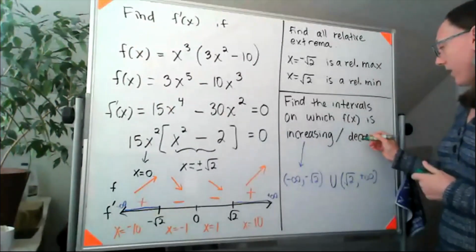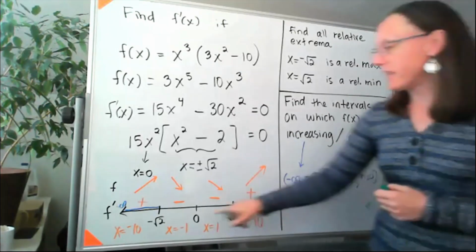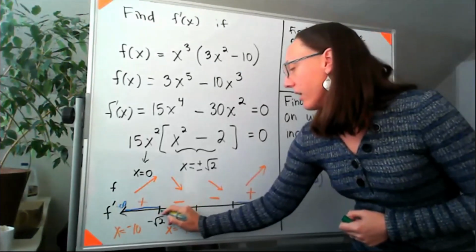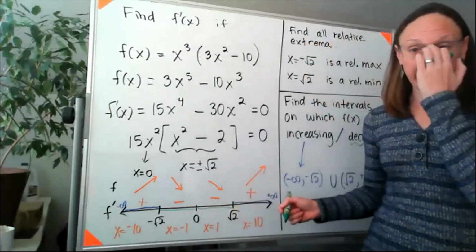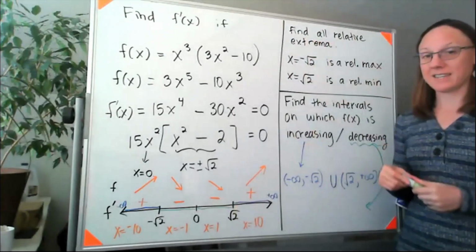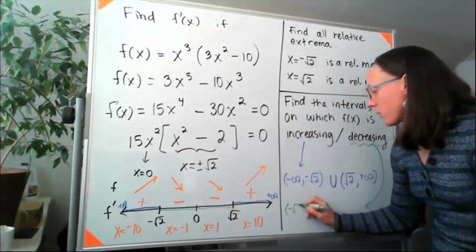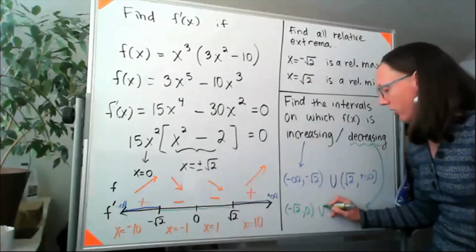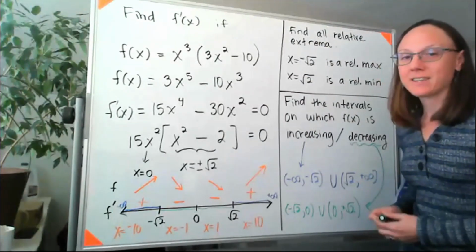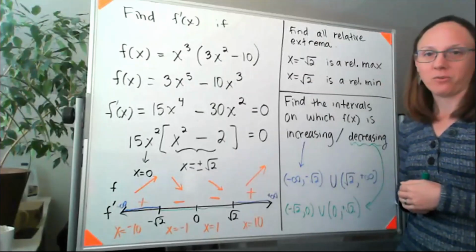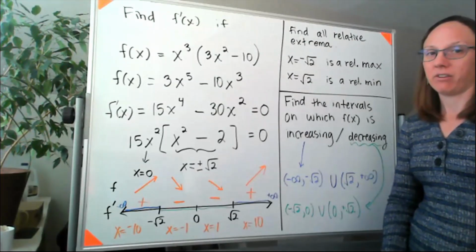For the intervals where we are decreasing, I'm going to be decreasing everywhere in here where the values of my derivative were negative. But again, I want to be careful to list this using open brackets. So this is going to look like negative square root of 2 to 0 union 0 to positive square root of 2. And it's important to sort of punch out that hole at 0, because at 0, my derivative is neither positive nor negative.